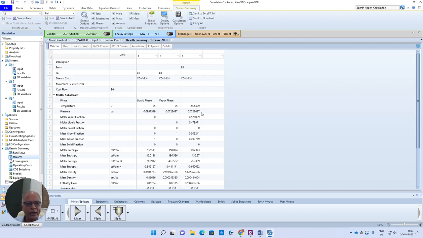In the case of a mixer, the outlet pressure is the minimum of the two inlet pressures. So automatically it puts this value. Now the question is, how do you think the outlet temperature is calculated? Now this is a typical problem.